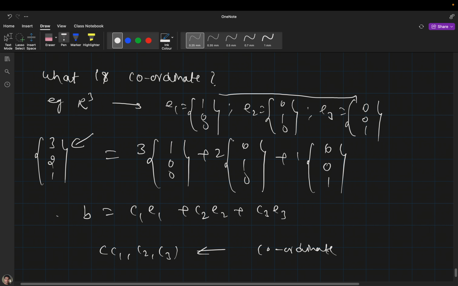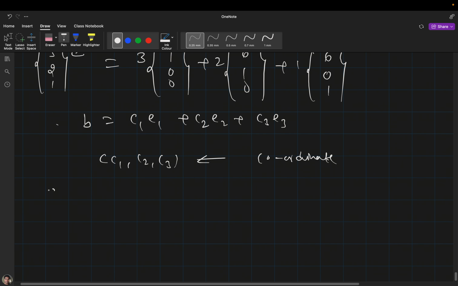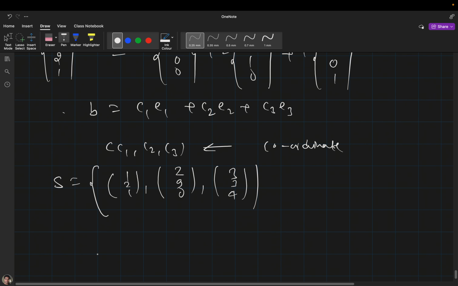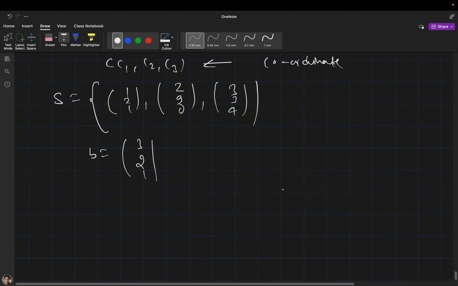But there are many possibilities. What if I have this basis, and I want to get the same vector B? Will that coordinate be the same? No, sir. Why? Because here the basis was different.